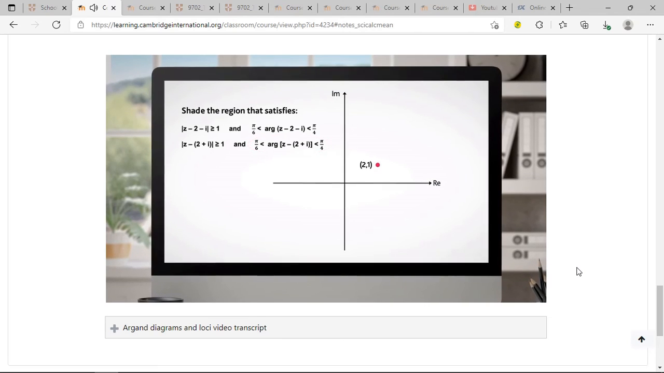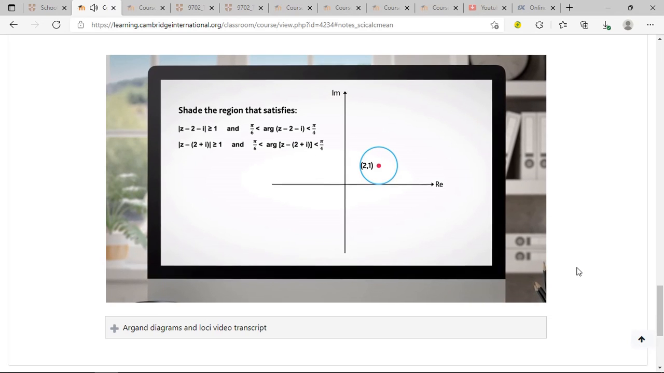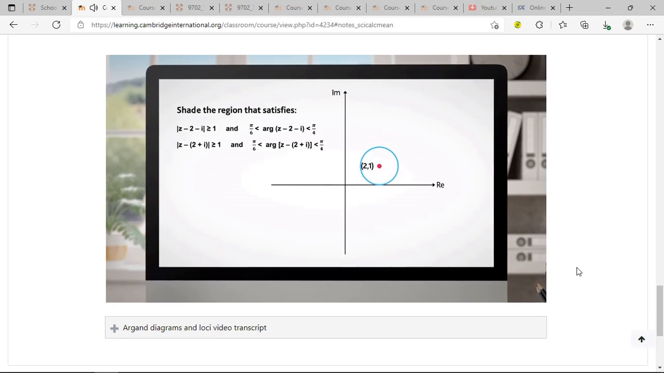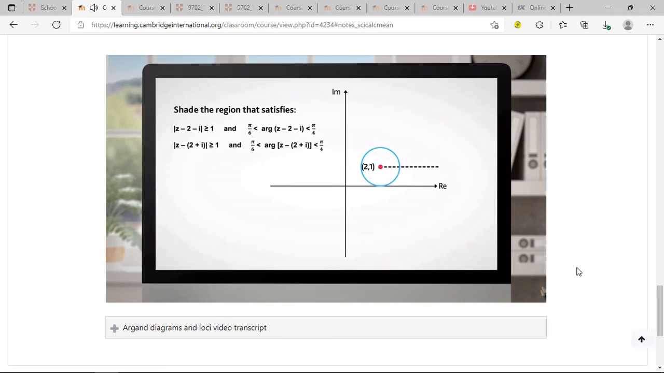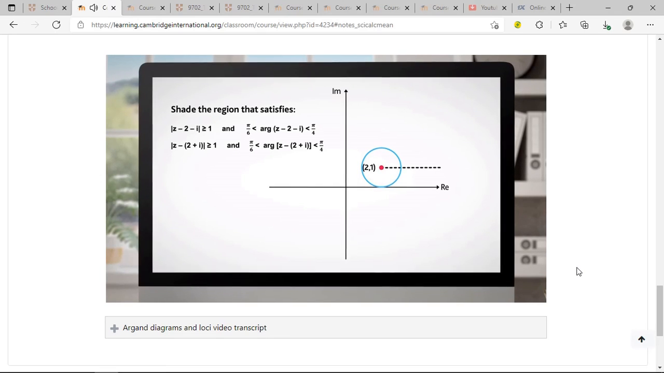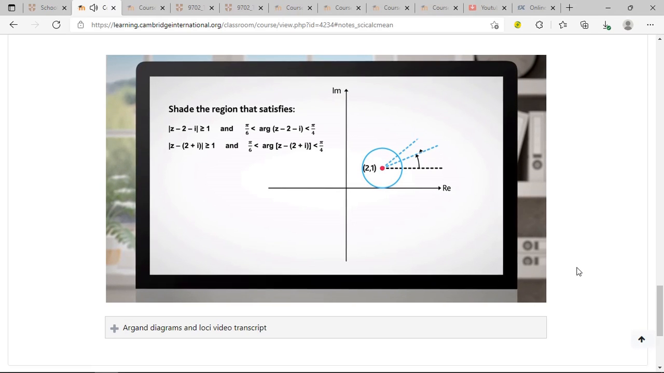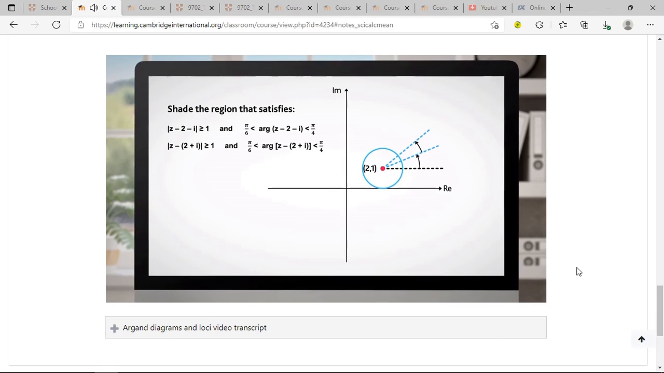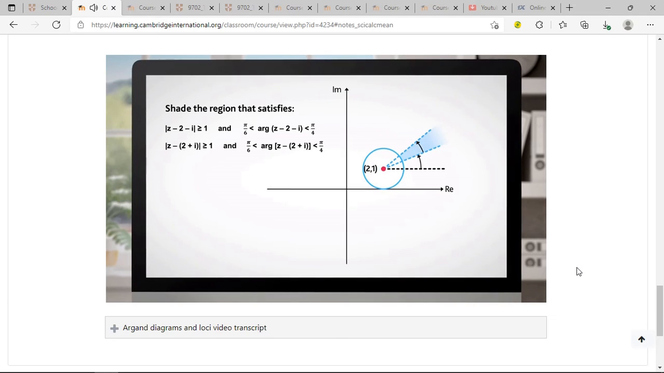For the circle, the inequality means you're interested in all points that are at least 1 unit from its centre, so this time you'll need the circle itself and the region outside it. For the half-line, you can add a horizontal dotted line to the right of the point (2, 1) to show the argument. The inequality tells us that we need the region where the argument is more than pi by 6, but less than pi by 4. These should be dotted lines because they're not included in the region we need. Finally, you can shade the region that satisfies both statements. It's the region between these dotted lines and outside the circle.